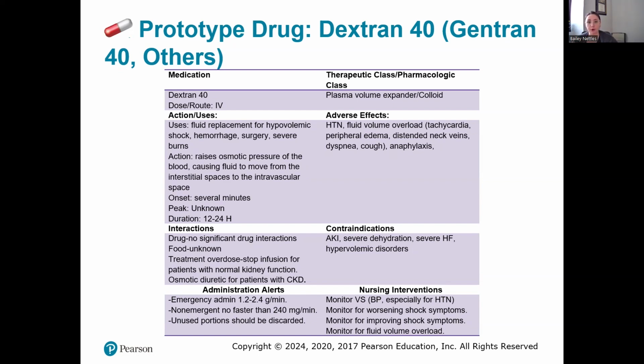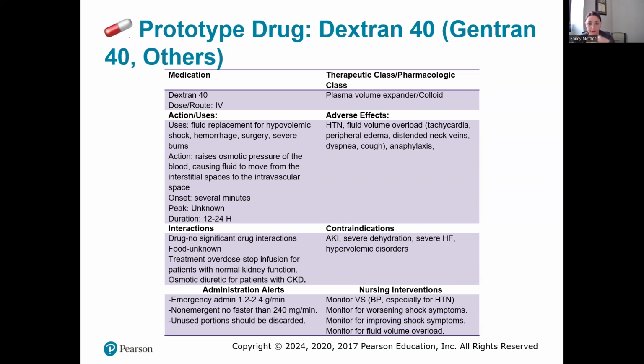The fluid volume overload, which is a thing we have to look for with any kind of IV therapy. Okay. So in this and metabolism, we have to look for fluid volume overload with everything. Because if we give too much replacement, we're going to see these symptoms like tachycardia, peripheral edema, distended neck veins, dyspnea, cough. Okay. That is a sign of fluid volume overload. We've given them too much and we need to back off. Okay. And then anaphylaxis. Obviously, you can become allergic to it.